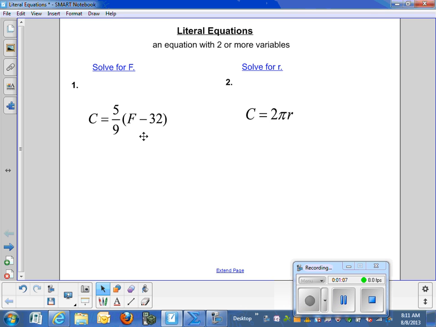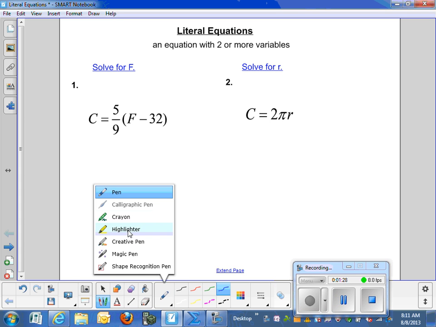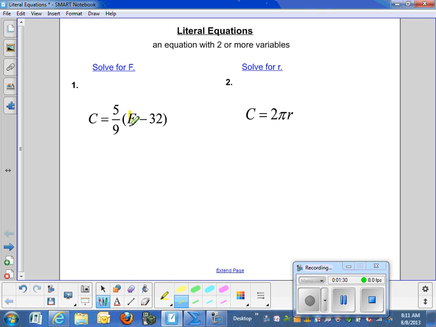And so we had a whole list of them. Well, if we solved for F, isolated the Fahrenheit, then we could plug in the Celsius temperatures, and we would easily get a Fahrenheit number. So we're going to solve for F.